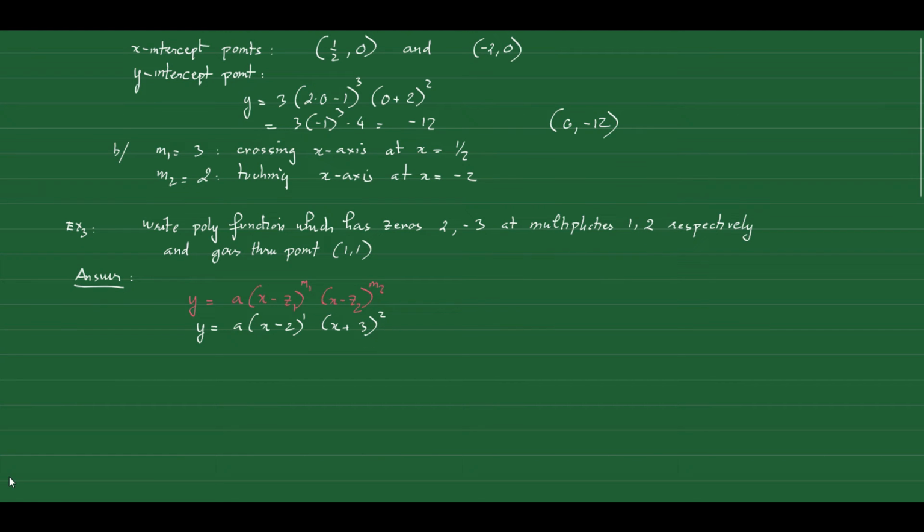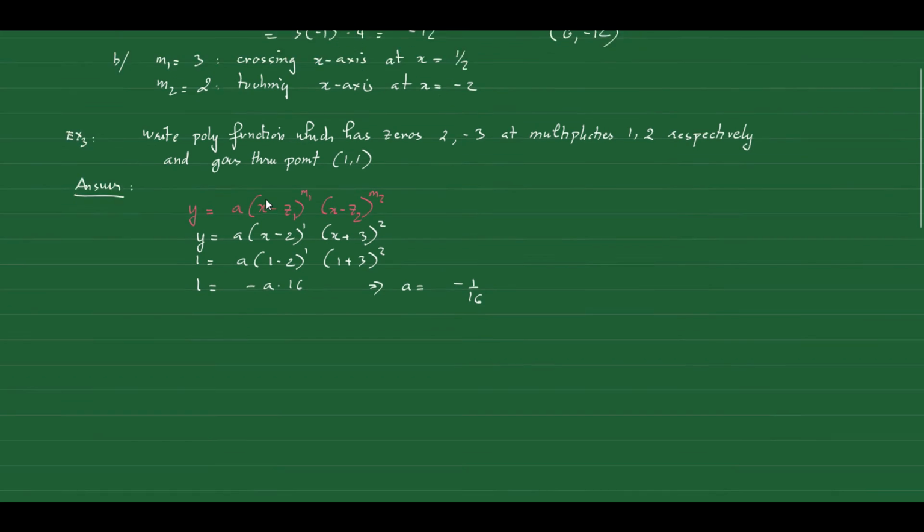Alright, now in order to find a, we need this point. We need this point. So we're going to plug 1 and 1 into x and y. So plug it in. We have y equal 1, a times (1 minus 2) raised to the 1 power, times (1 plus 3) raised to the second power. So you have negative 1 raised to the first power is negative a. 1 plus 3 is 4, squared will be 16. So your a over here will be negative 1 over 16. There you go.